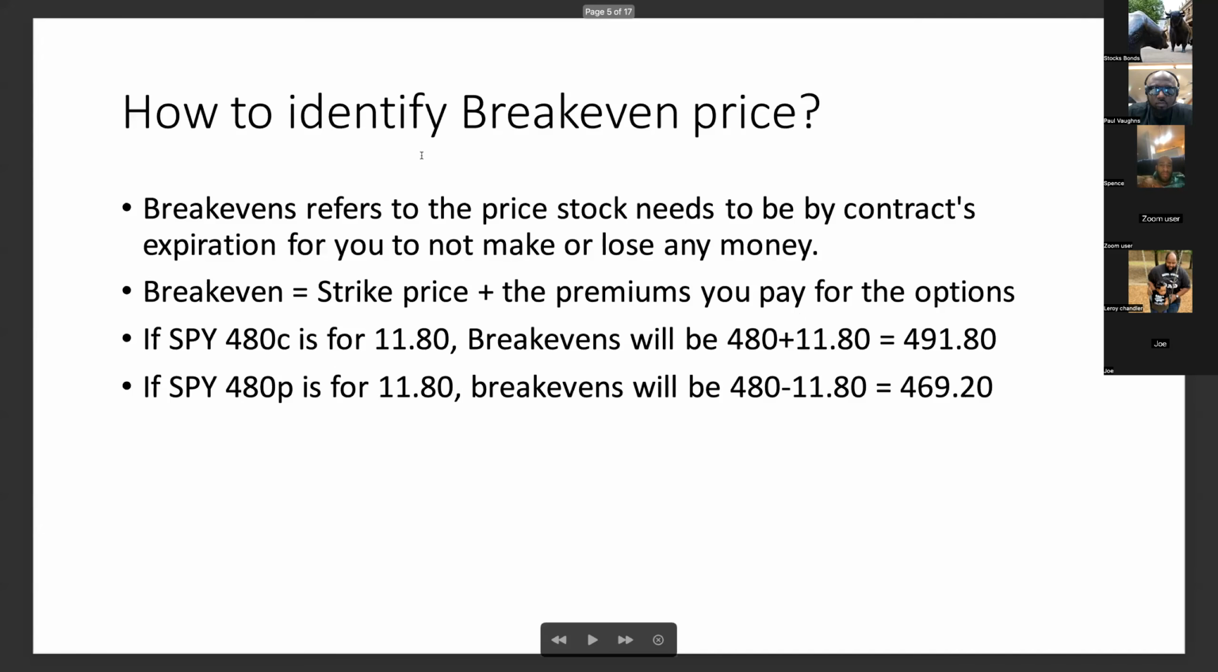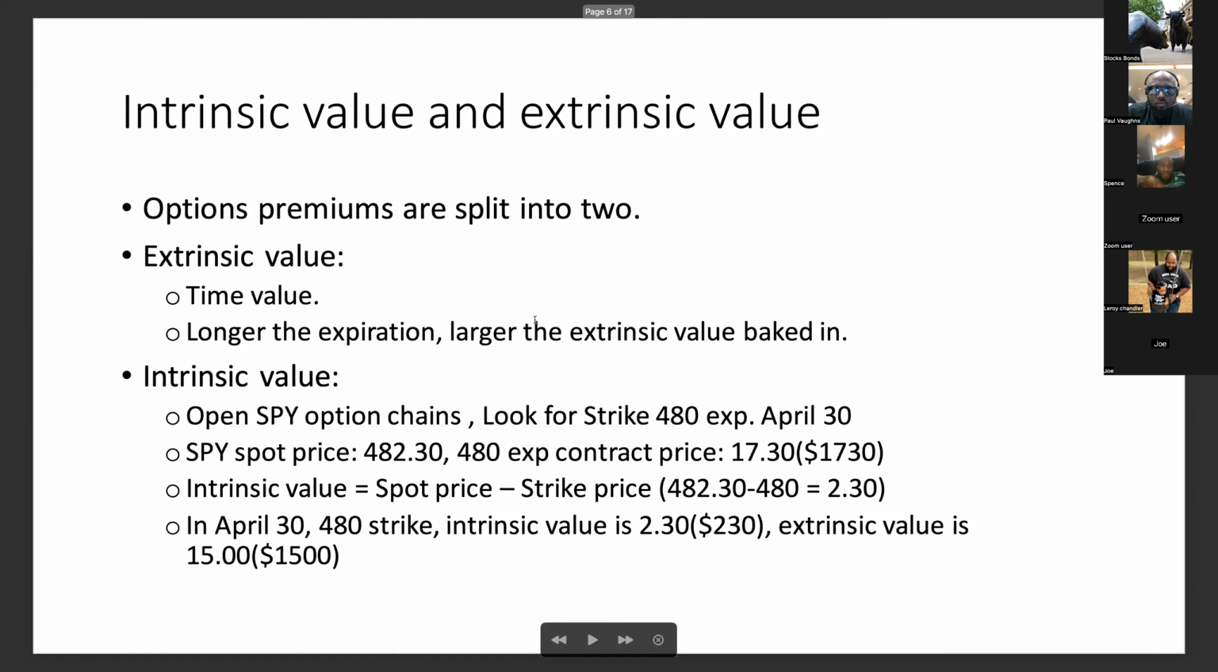So the break-evens are pretty simple. That's all it is. It's just telling you where the stock price should be by your expiration, so that you don't lose any money. You always have to make sure to pick the right strike price so that by expiration, the stock is trading above it. So this is how easy it is to calculate the break-even.